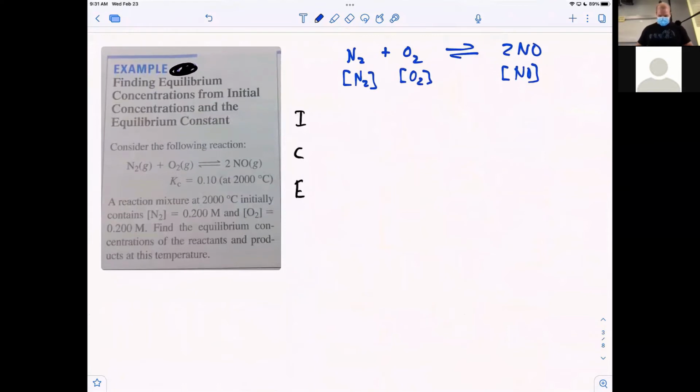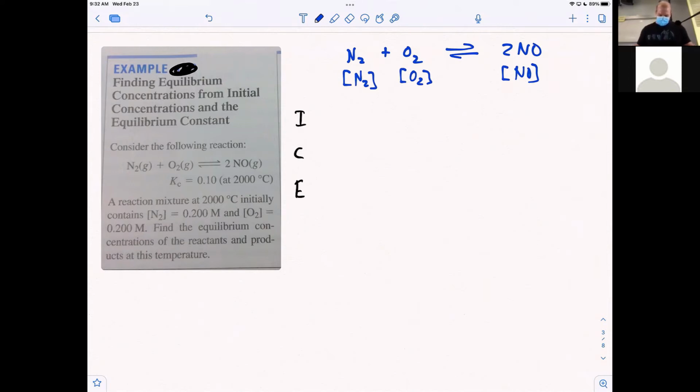Some more complicated problems. So I like teaching math too, alongside. I think some of the math theory is kind of cool. So anyways, let's look at this reaction. Nitrogen plus oxygen in equilibrium with 2 nitrogen monoxides. Kc is 0.1. A reaction mixture initially contains 0.2 molar of nitrogen and oxygen. What is the equilibrium concentration of the reactants and products at this temperature?